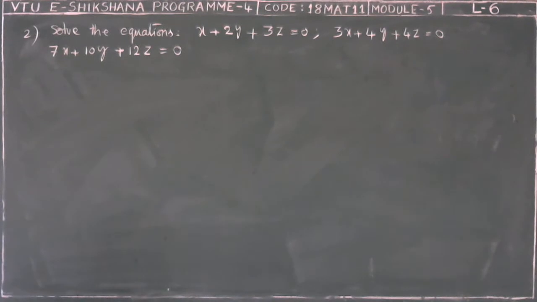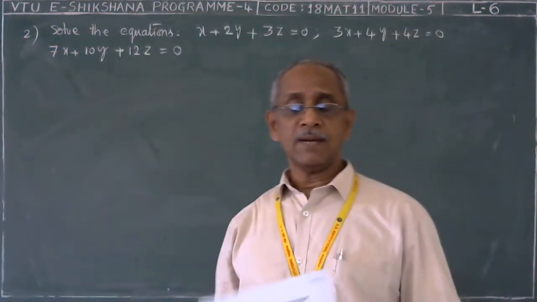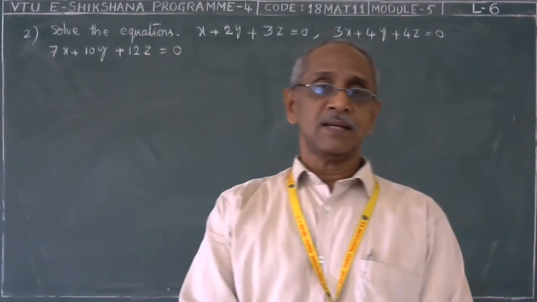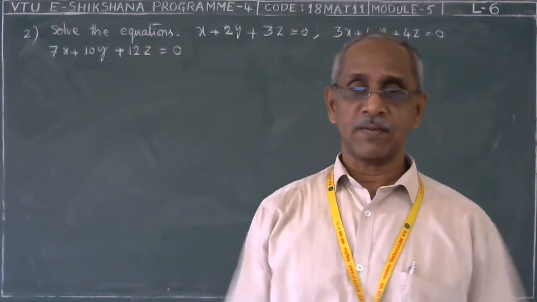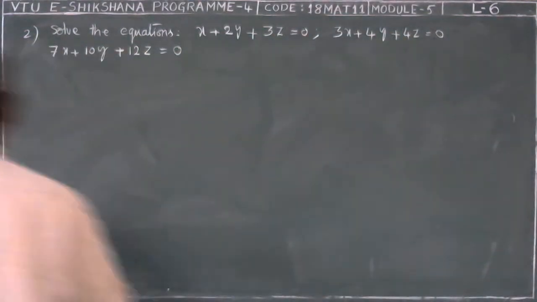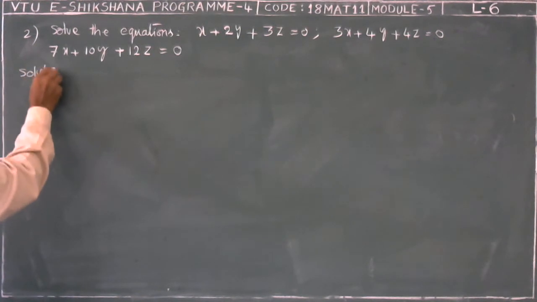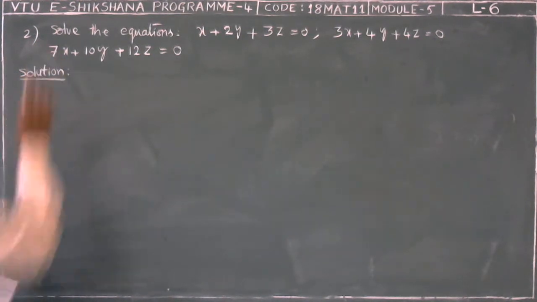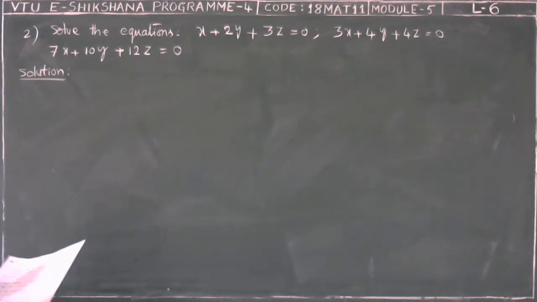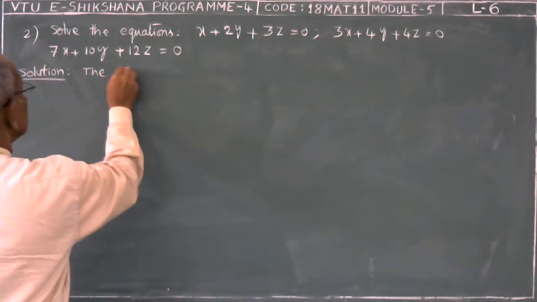This is a homogeneous system of linear equations, and we know that it is always consistent. Only thing is, we have to solve this equation. So first of all, let us write down this in the matrix equation form. Solution to this problem: the given system of equations can be written in matrix equation form.